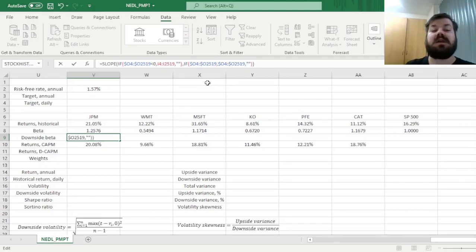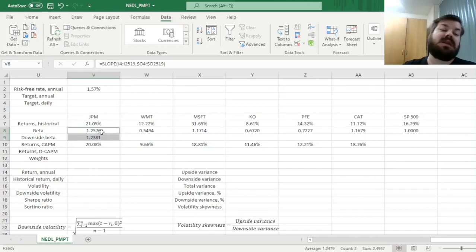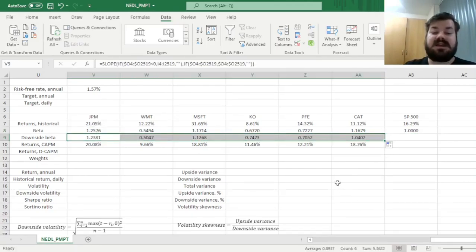And that allows us to calculate the downside beta of JP Morgan and all other stocks likewise. And we have got 1.24 as the downside beta for JP Morgan, meaning that those two betas are quite comparable. We can drag it across and see whether there are some notable discrepancies.